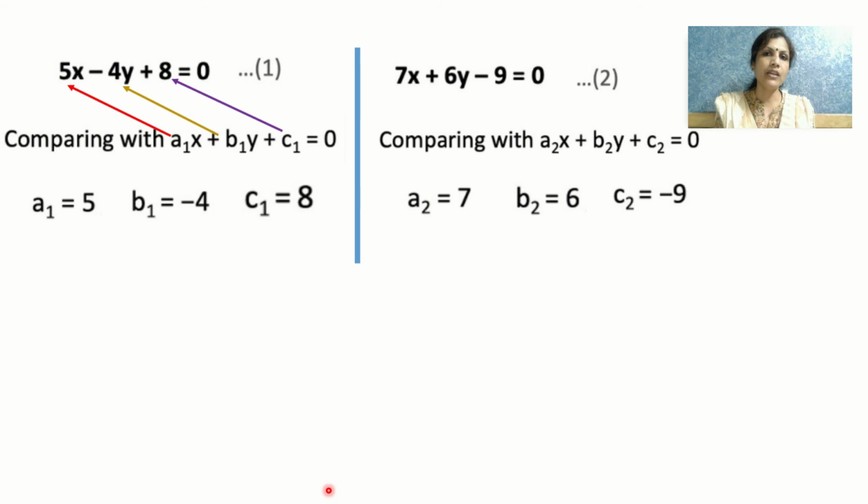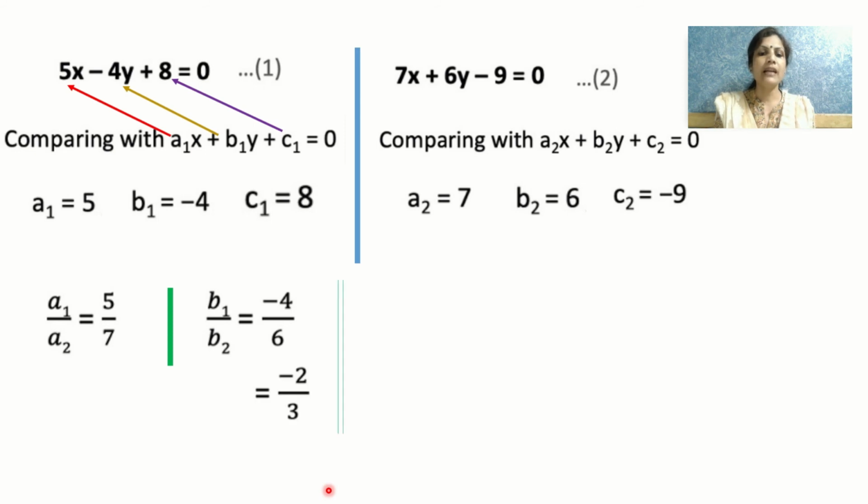Please keep in mind, do not forget to see whether the coefficient has negative sign or not. Once you write this, let's find out the ratios. A1 upon A2 is equal to 5 by 7. B1 upon B2 is equal to -4 upon 6. We'll reduce it to lower terms and it is -2 by 3. And C1 upon C2, you get that as 8 upon -9.